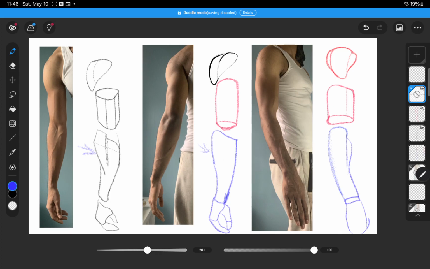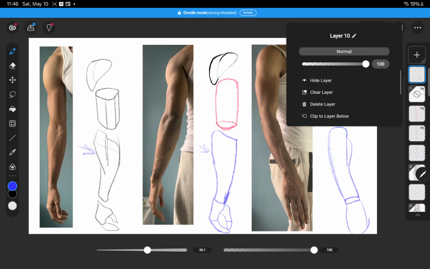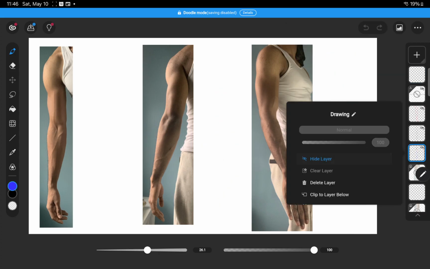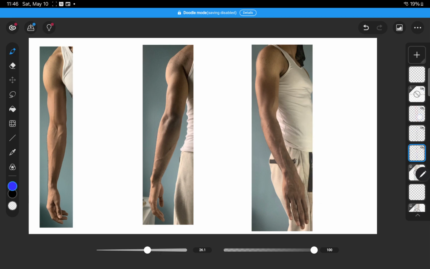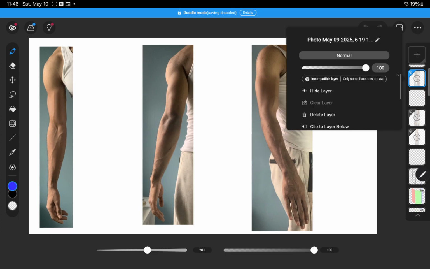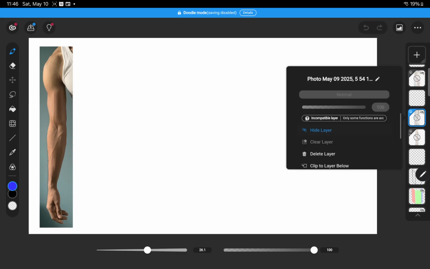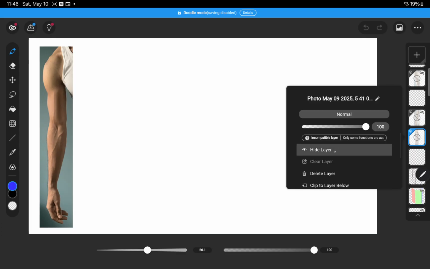So let's see what we could do now. Is this the layer that we were working on? No, it was not. I believe it was this one. Okay. So we can actually just, how do I hide it? Okay, cool. So we can practice drawing some arms now, seeing it in action.